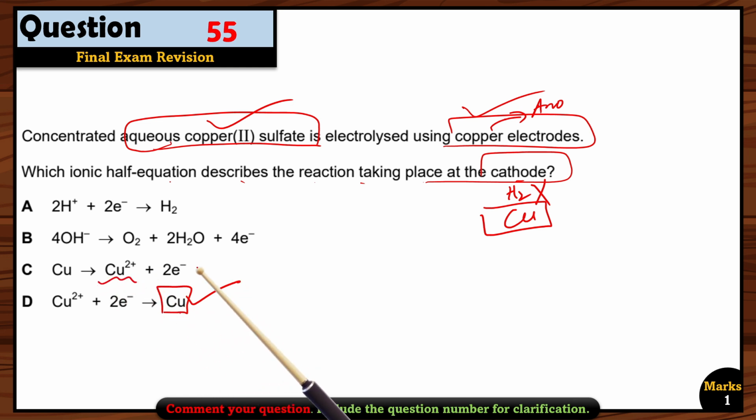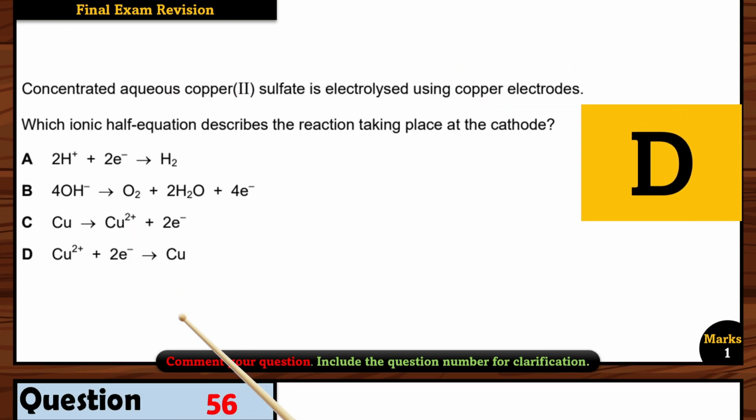Here it's ions, so ions is not the right option. We are getting copper metal as the product because the ions will move towards the cathode. They will gain 2 electrons and become a metal, right? So option D is the right option.